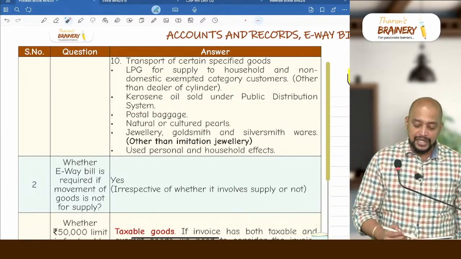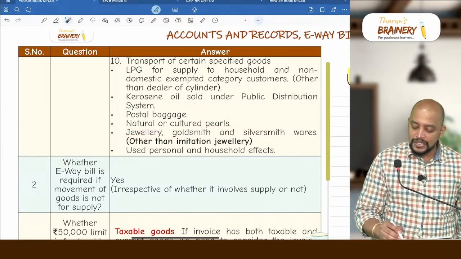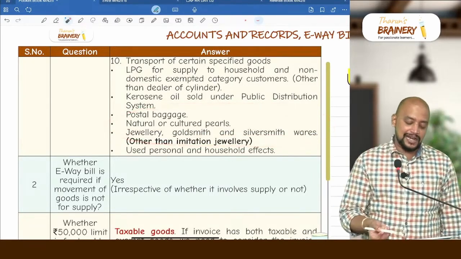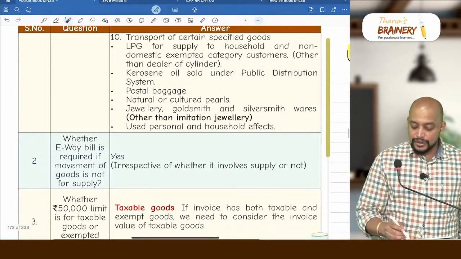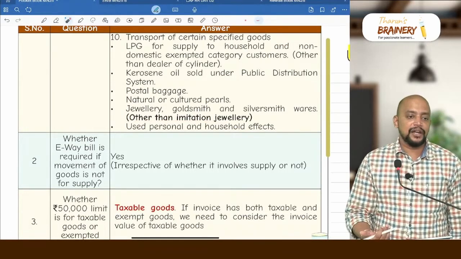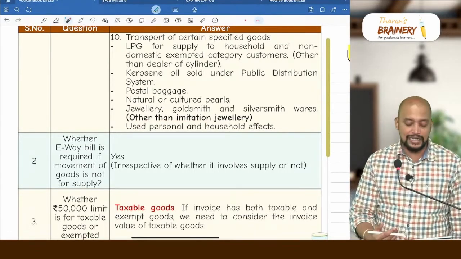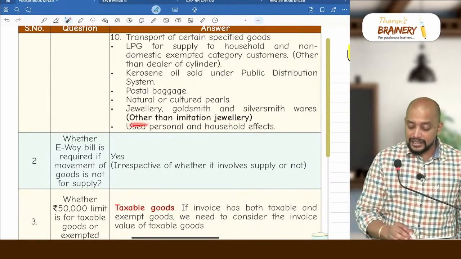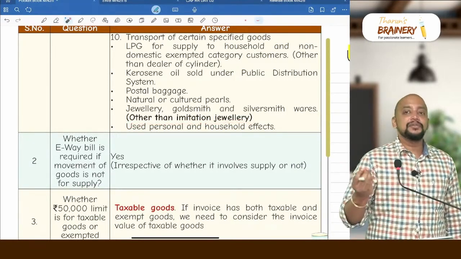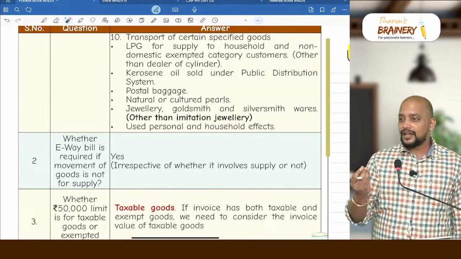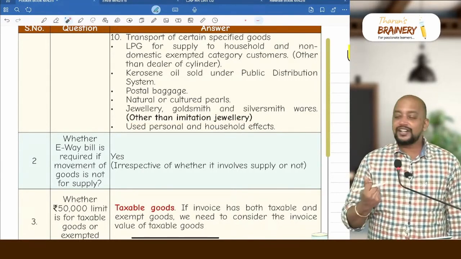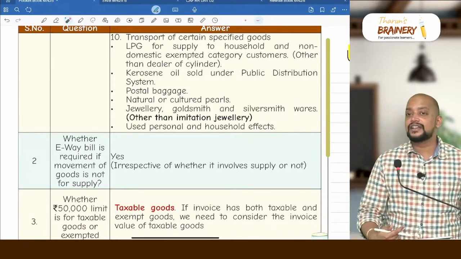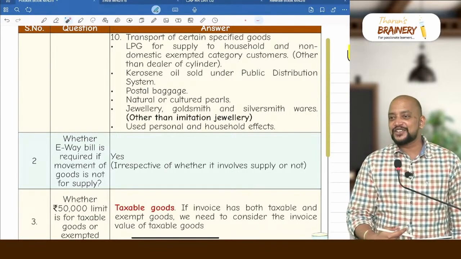Then postal baggage, natural or cultured pearls, jewelry, goldsmith and silversmith wares do not require an e-way bill, because if you know which vehicle it is carrying, then it will become Money Heist season 6. So that is not required, e-way bill not required in that case, because it is precious articles. But imitation jewelry is not precious, so even if they give it free we don't need it. Imitation is covered jewels, covering they call it, it is not gold. So don't go to many marriages and think that all the things they are wearing is gold, okay, all that glitters is not gold.